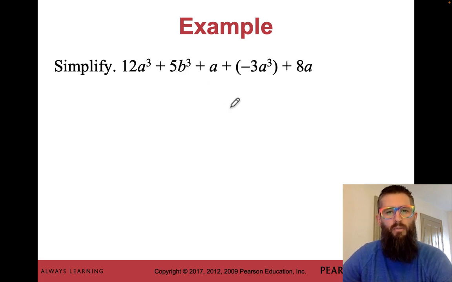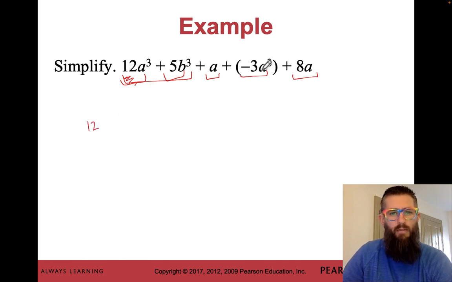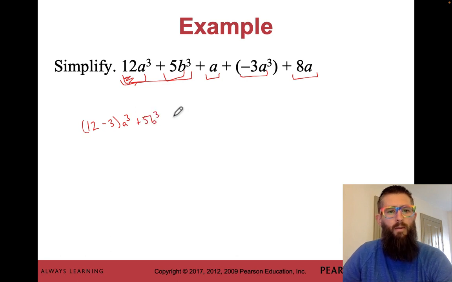Here we have a little bit of a different scenario because we have an a here, and then we have a, or b, oh, I overlooked that one. Scratch that. We have a b cubed, and then we have an a cubed. So what we could do is combine the terms that have the same variable. So it's 12 minus 3 times a cubed plus 5b cubed, because there's no other b cubes, plus 1 plus 8 times a.